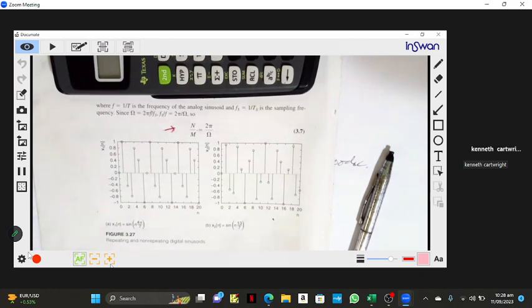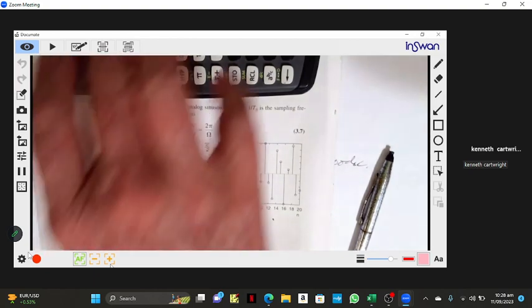What about the one on the right? Is that periodic? No, it's not periodic. Now, how can we tell if a digital signal is periodic?